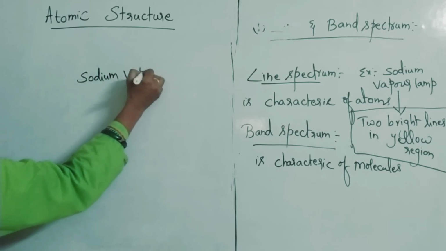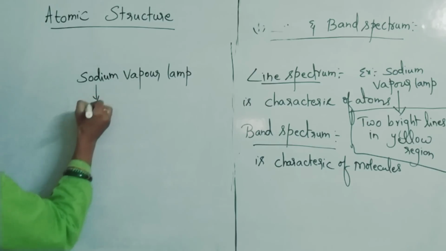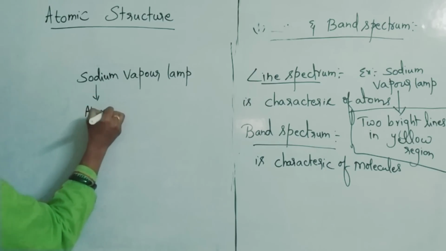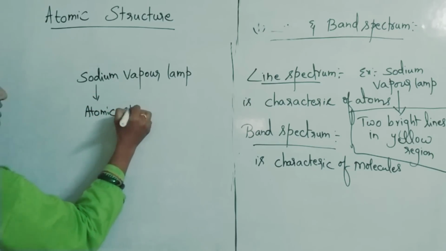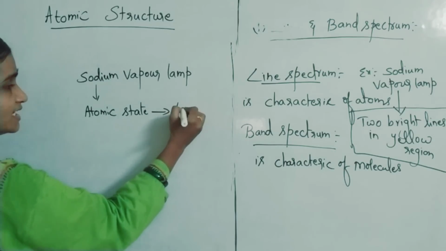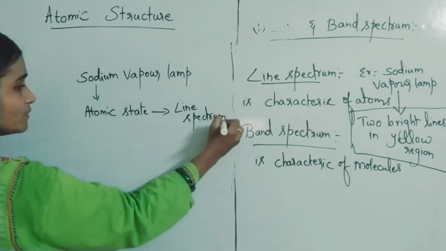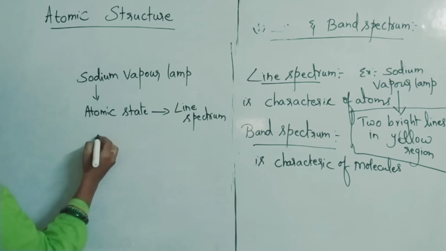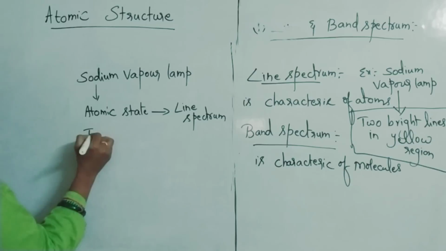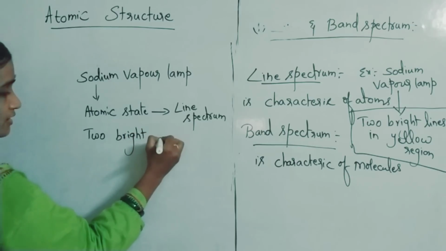Sodium is in an atomic state, so it gives you a line spectrum. Please remember, atomic state. Sodium is an atom. Whatever substance is taken in an atomic state gives you a line spectrum. In the case of the sodium vapor lamp, most of the time this question is repeated. Two bright lines are observed in the yellow region.